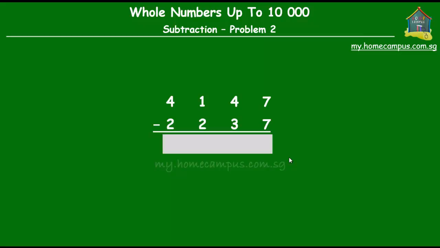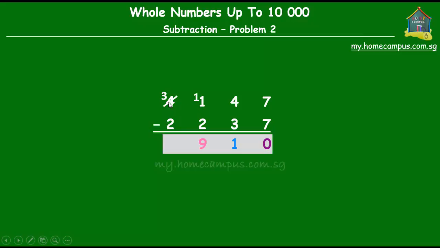First of all, we subtract the ones. 7 minus 7 is 0. Then we subtract the tens. 4 tens minus 3 tens is 1 ten. Next, we go on to the hundreds. Since we cannot subtract a bigger number from a smaller number, we borrow from the next higher place. So in this case, we regroup the thousands into hundreds. So 4 thousands becomes 3 thousands and 10 hundreds. So our hundreds column now has 11 hundreds. From that, we subtract 2 hundreds and we get 9 hundreds.